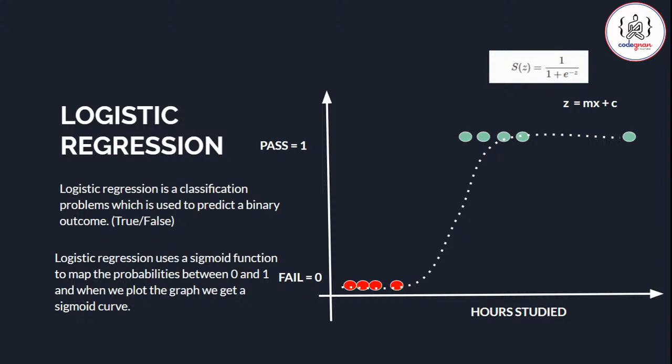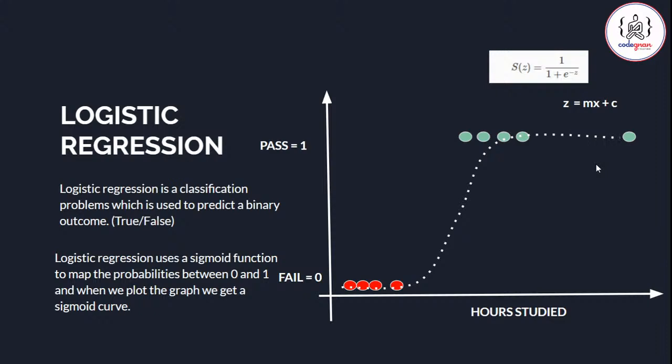And when we plot the graph, instead of getting a line, by using this sigmoid function here that you see, S(z) equals to 1 by 1 plus e raised to power minus z. All right, so this is our sigmoid function. And what is z? z is nothing but the equation of line, which is mx plus c, and here it is a sigmoid curve, not a line. And you can fit this curve. If you have these outliers, it doesn't matter.